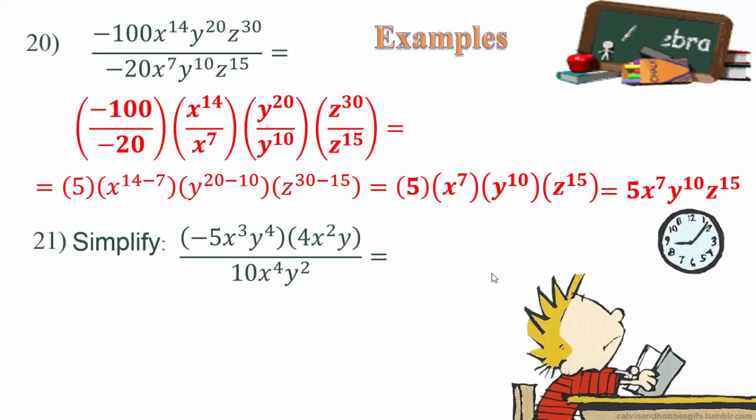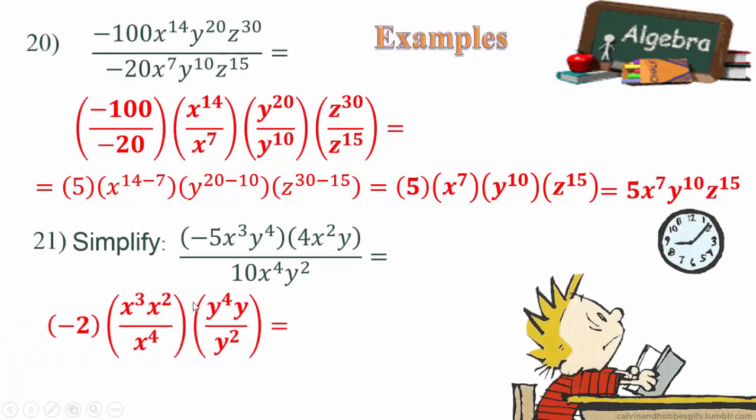In reviewing what we just did on the whiteboard, we see that putting together all the coefficients, we get negative 2, and then we put the x's in the next bracket, the y's in the y bracket, and work each one of these out separately till we finally get negative 2xy cubed.